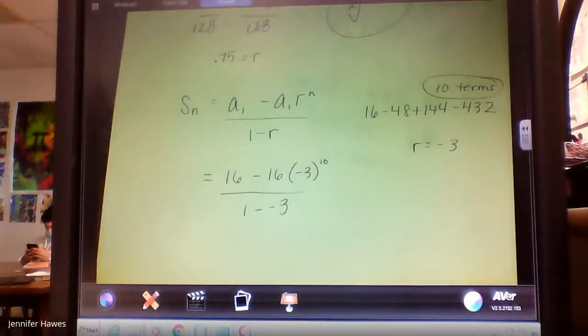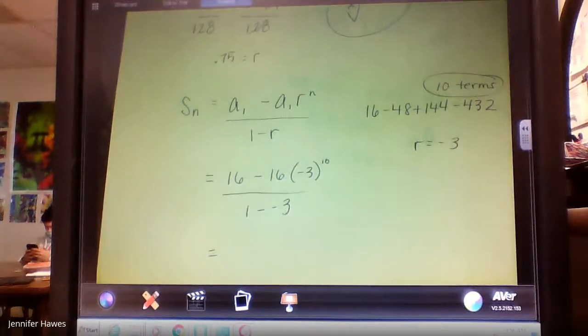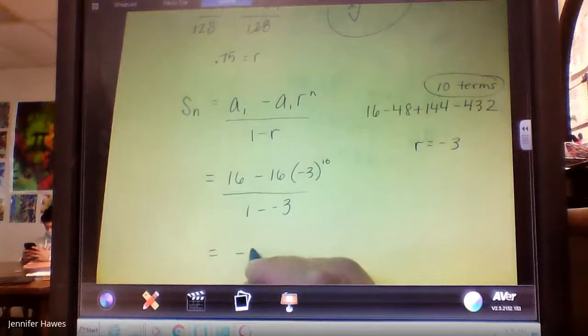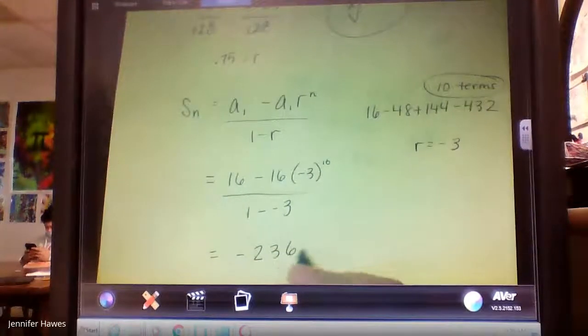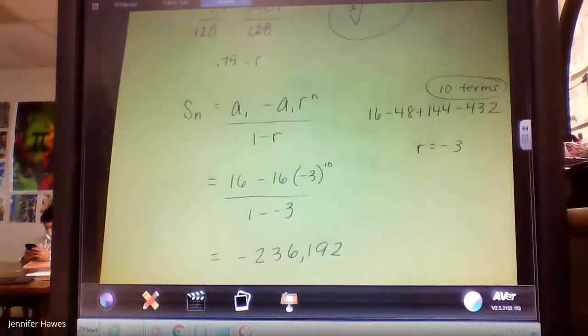Okay, so what'd you get? I was going to say, it should be a pretty small number. Small. Negative 236,192. Why'd you say small number? It's negative. It looks like a big number. But it's negative.